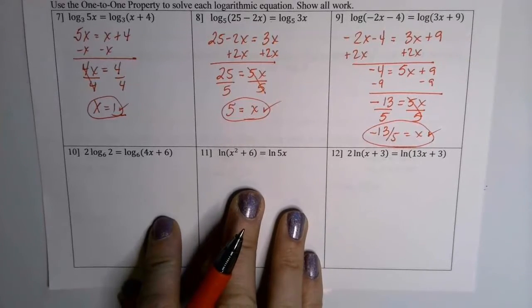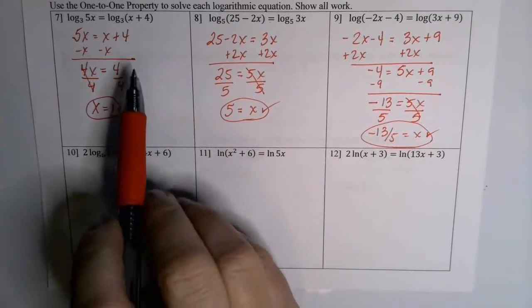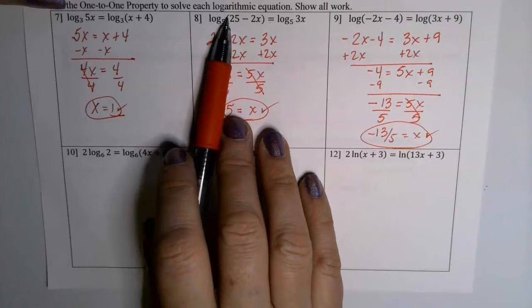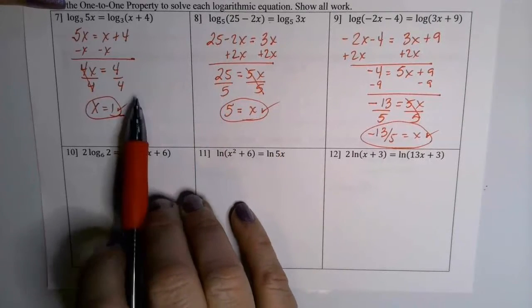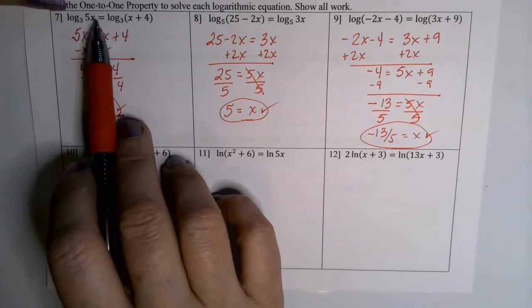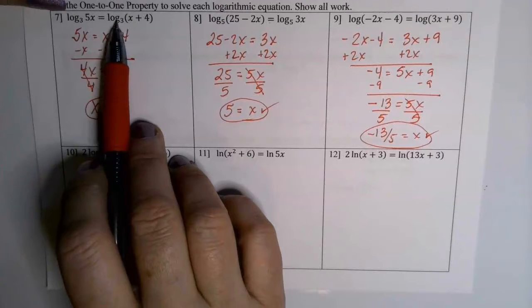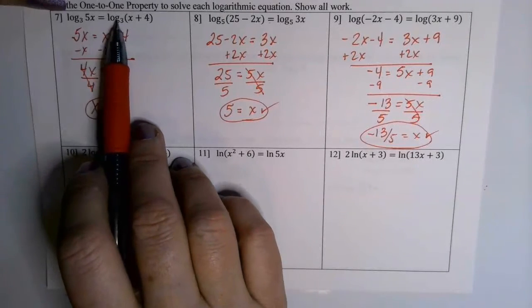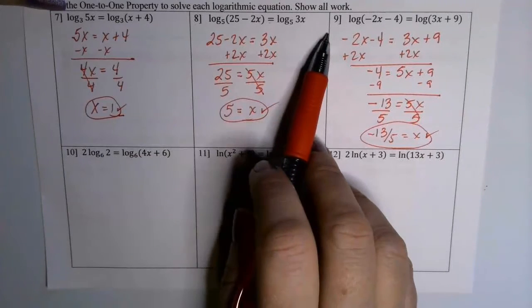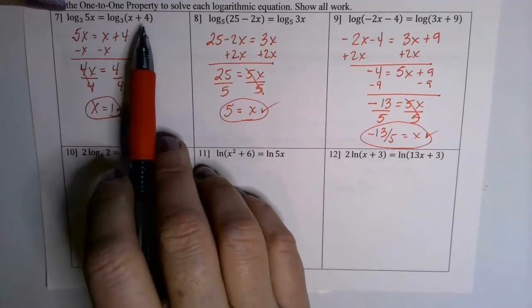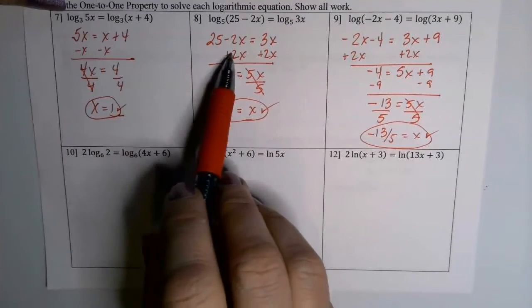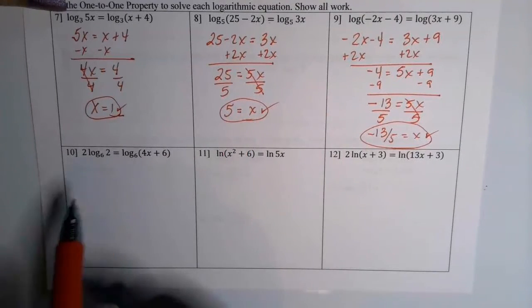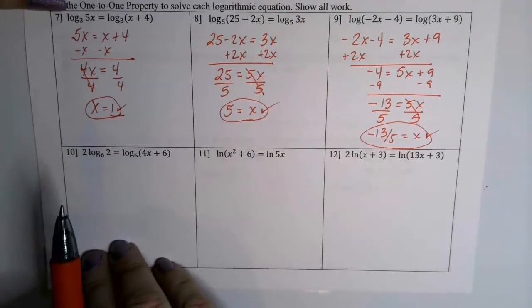Okay, so 7, 8, and 9, using the one-to-one property to solve the log equation, since each log is equal to a log of the same base on the left and right of the equal sign in 7, 8, and 9, all we do is set the arguments equal to each other. Those are linear expressions, and so we solve for x, and all three of those end up checking.